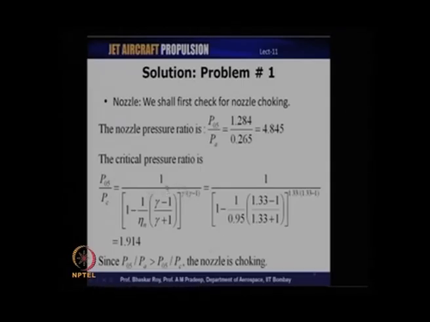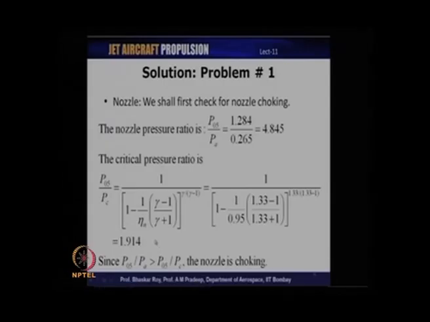So critical pressure ratio is 1 by 1 minus 1 by eta n into gamma minus 1 by gamma plus 1, this raised to gamma by gamma minus 1. So if we substitute for all these values, we have the efficiency and gamma, which is 1.33, then we get a critical pressure ratio of 1.914.